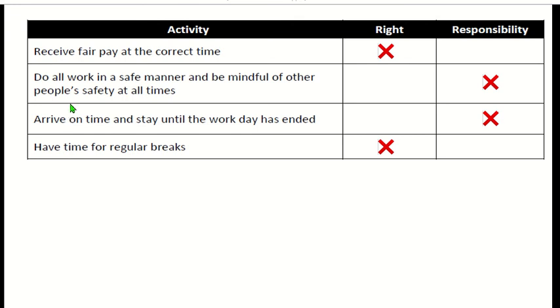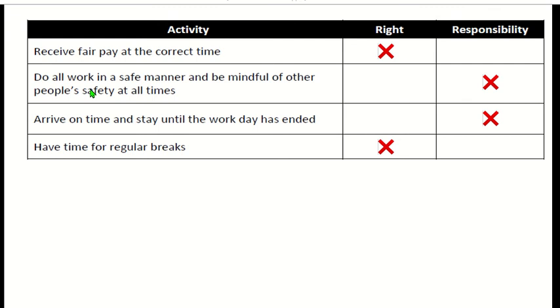Okay? Do all work in a safe manner and be mindful of other people's safety at all times. So, pagsasagawa ng mga gawain sa ligtas na paraan at isaisip ang kaligtasan din ng ibang tao. So, ano ba yan? That is a responsibility kasi inaasahan yan ng employer na dapat nating gawin sa ating trabaho, di ba? Okay. Arrive on time and stay until the work day has ended. So, dapat sa trabaho palagi tayong nasa oras sa pagpasok at doon tayo magtatrabaho hanggang matapos yung work day. So that is also a responsibility na dapat nating gawin sa trabaho, no?